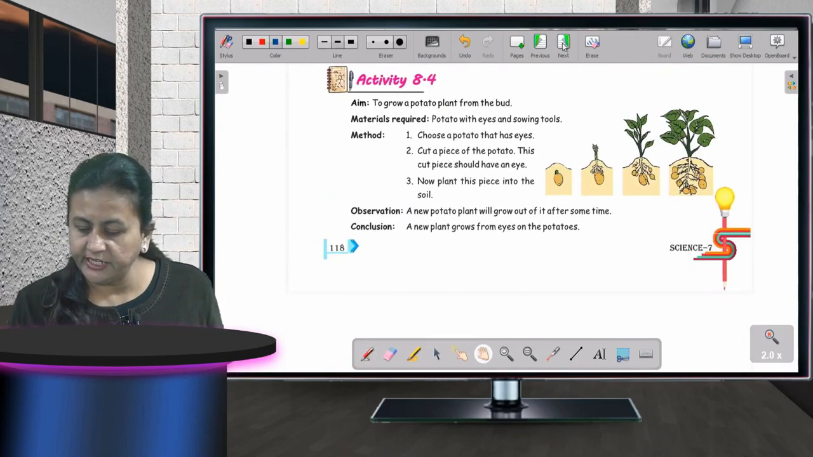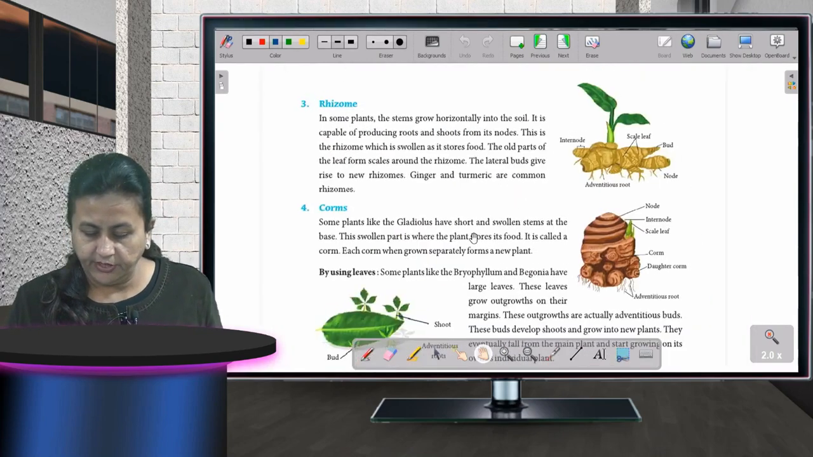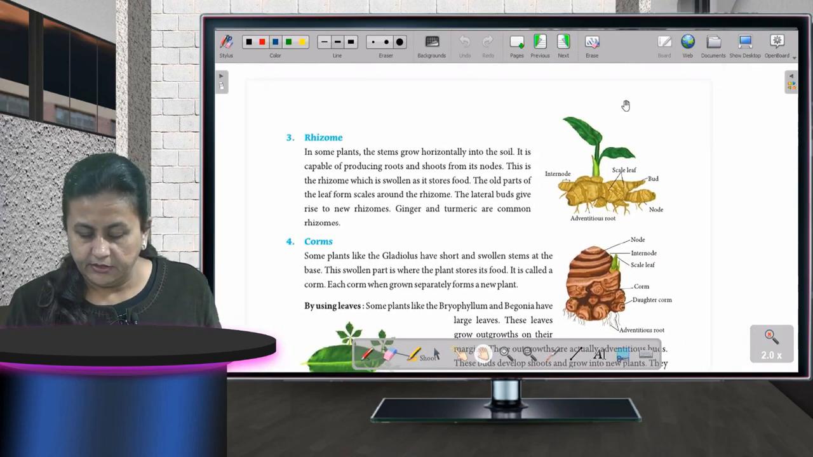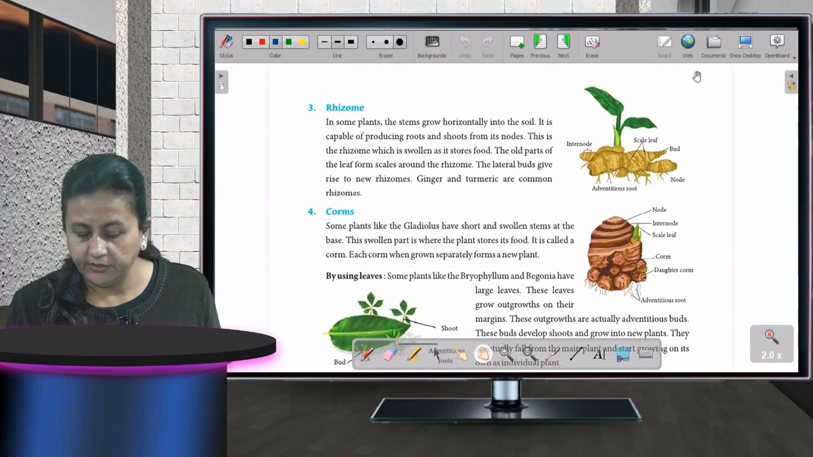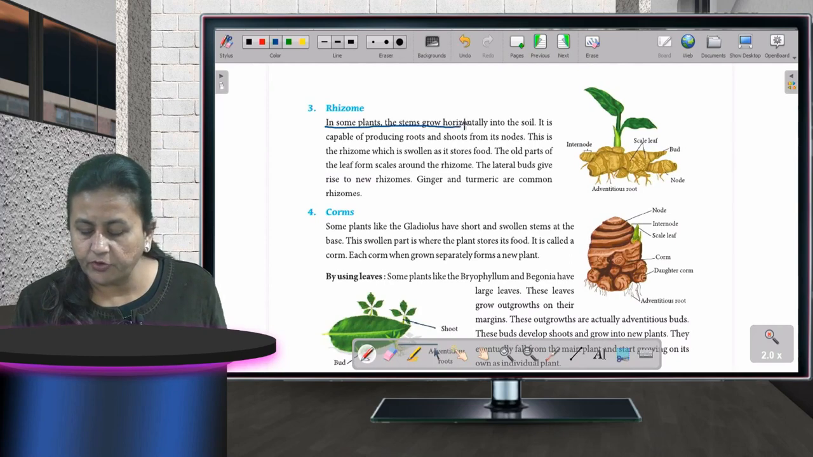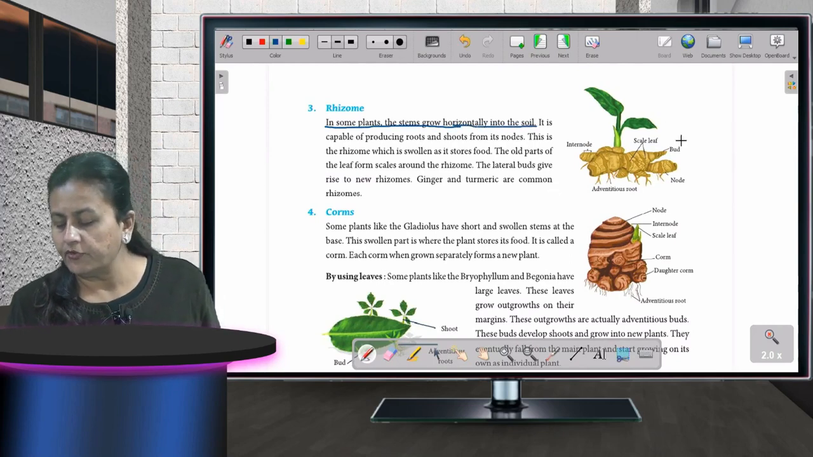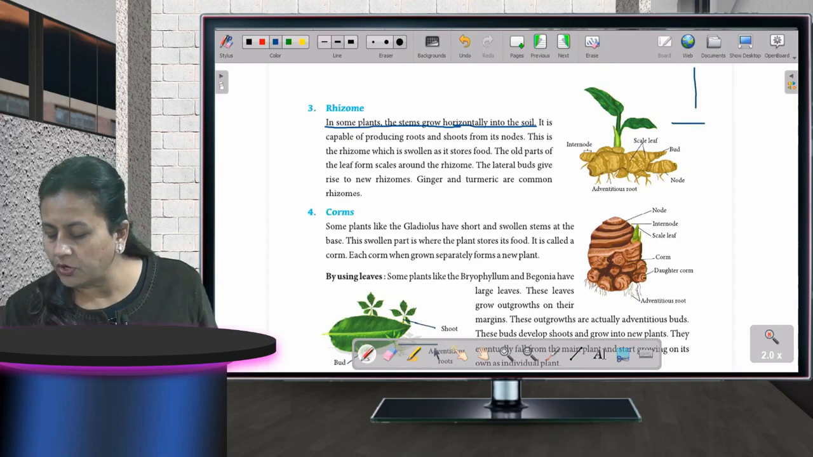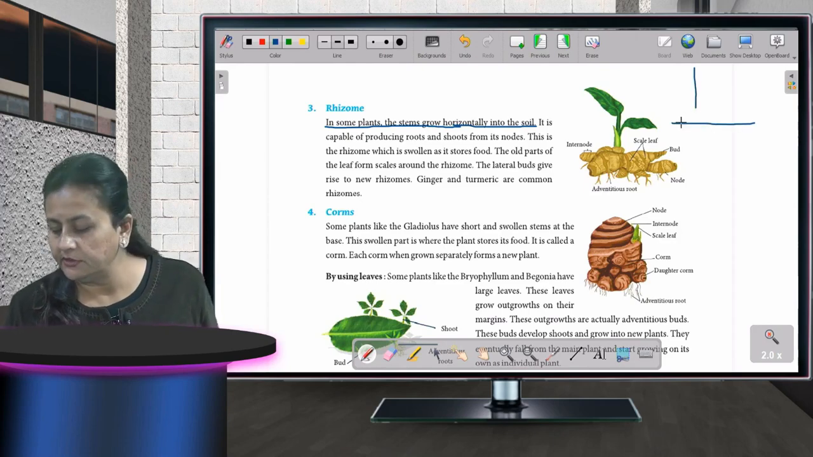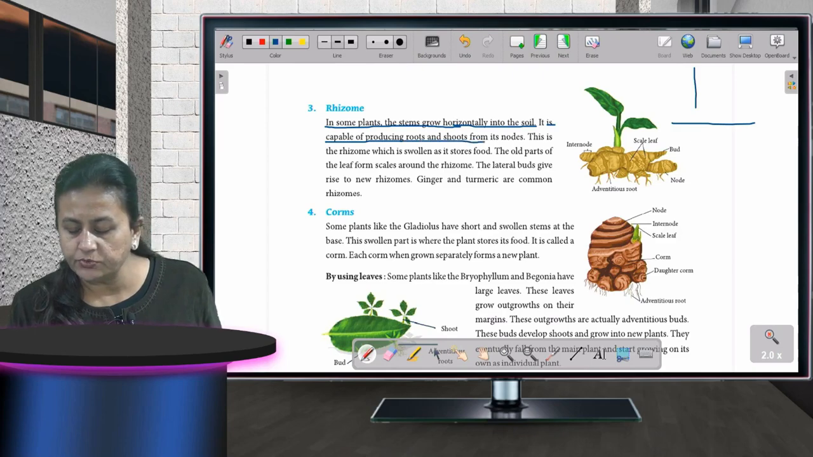Now come to the next page. Rhizome. Now in some plants the stems grow horizontally into the soil. What is horizontal? This is vertical and this is horizontal. This way it is horizontal. In some plants the stem grows horizontally into the soil. It is capable of producing roots and shoots from its nodes.